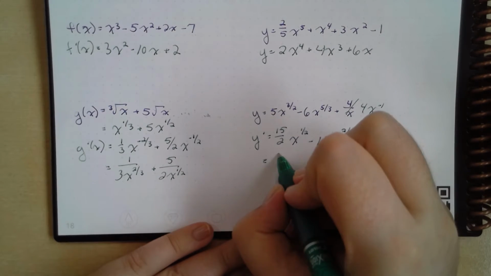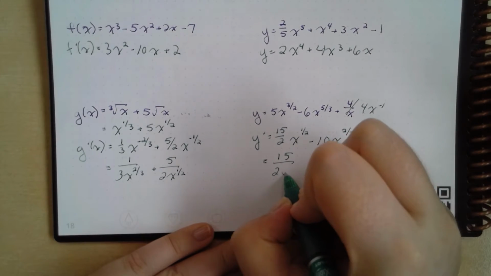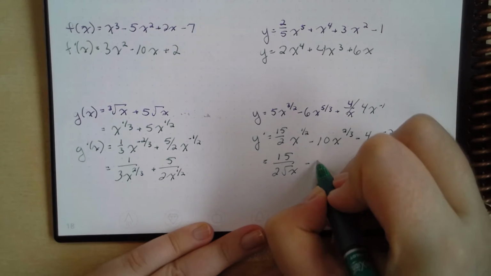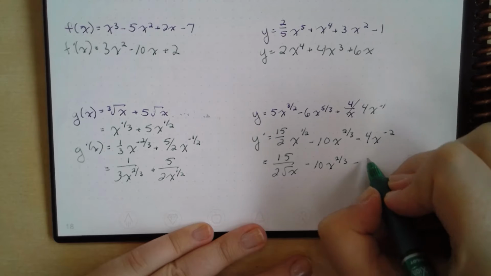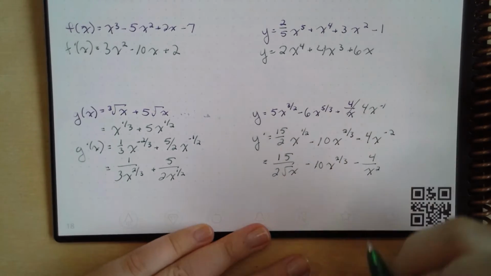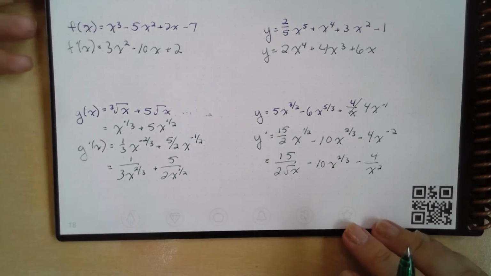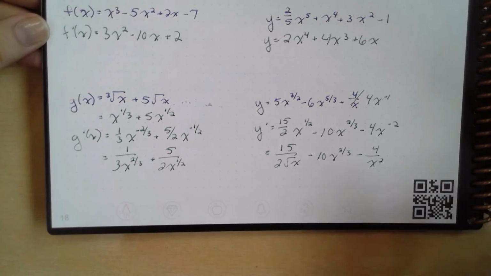And I can rewrite all this. I've got 15 over 2 radical x minus 10x to the 2/3, I can just leave, minus 4 over x squared, and that's all okay. All right, so hopefully that made sense to you as well.